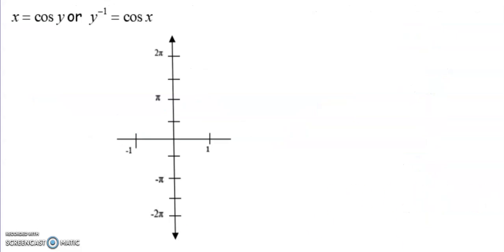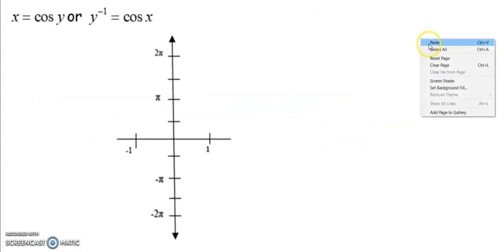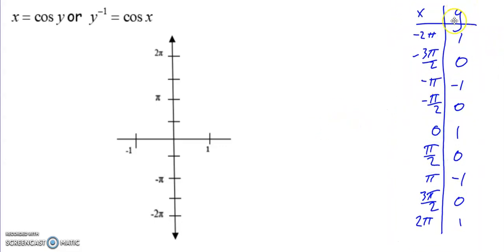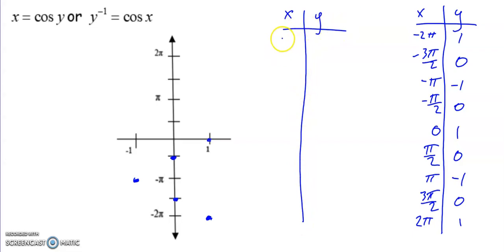So here is the actual function. There's my function. Well, what's the inverse of that function? Well, I'm glad you asked. We're going to take these values and flip them. So I'm going to plot the points (1, -2π), (0, -3π/2), (-1, -π), (0, -π/2), and (1, 0). These are the points I have plotted so far. What I did is I just flipped them, so they are inverses of each other.